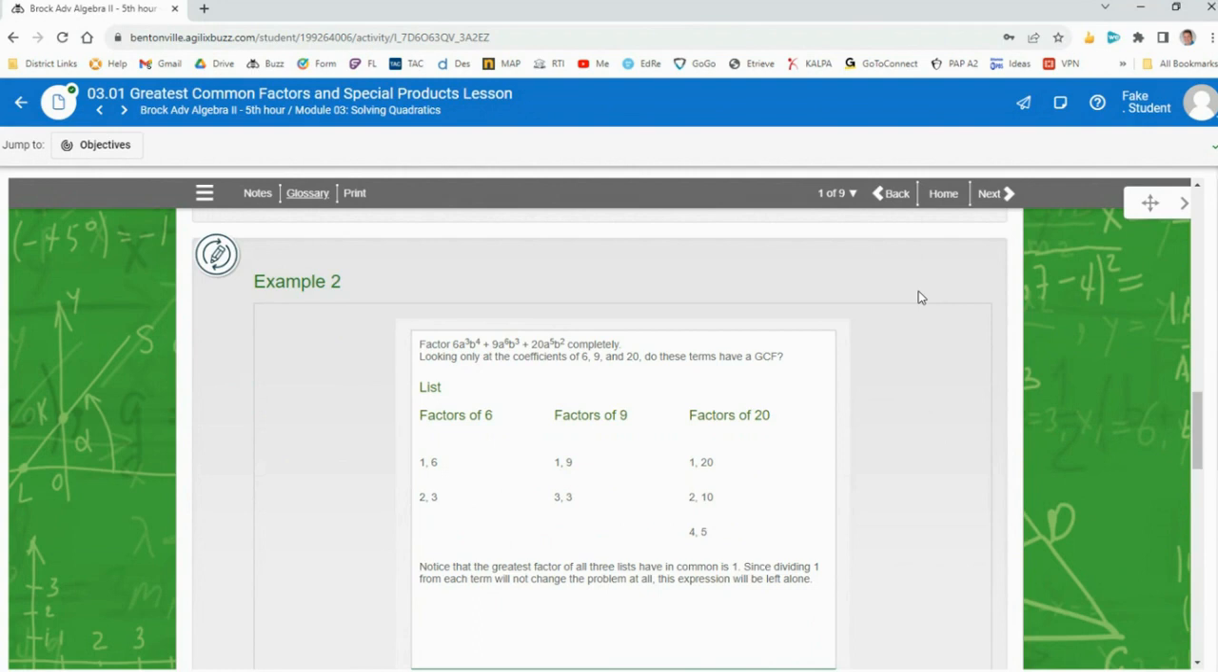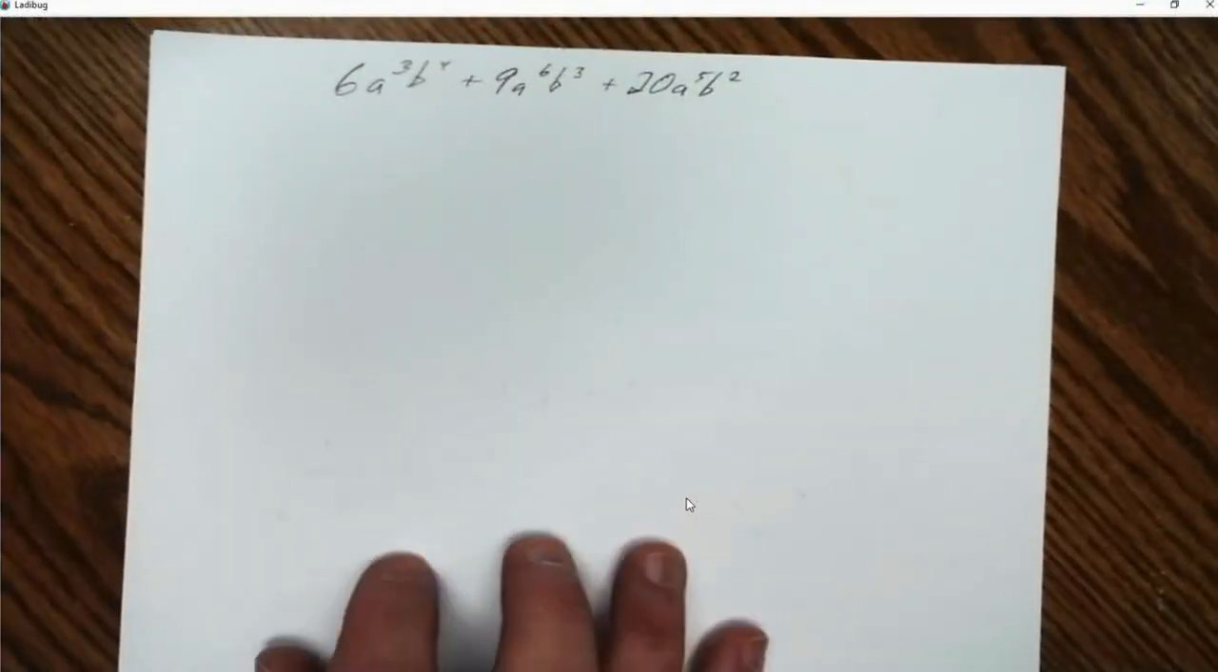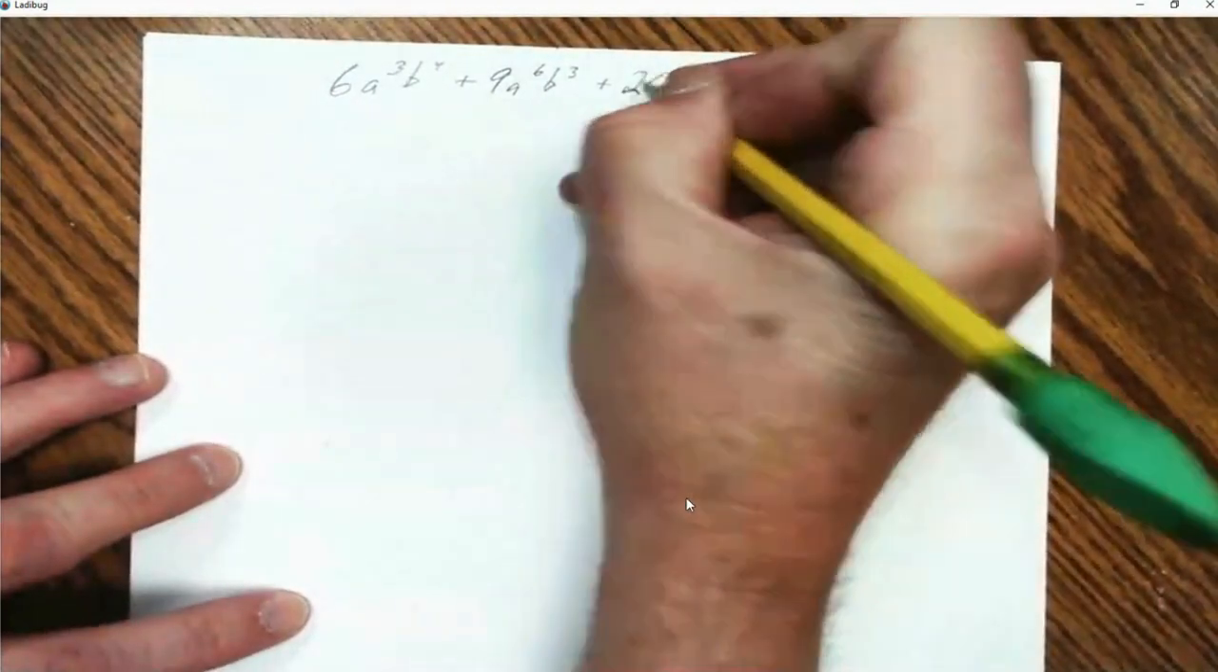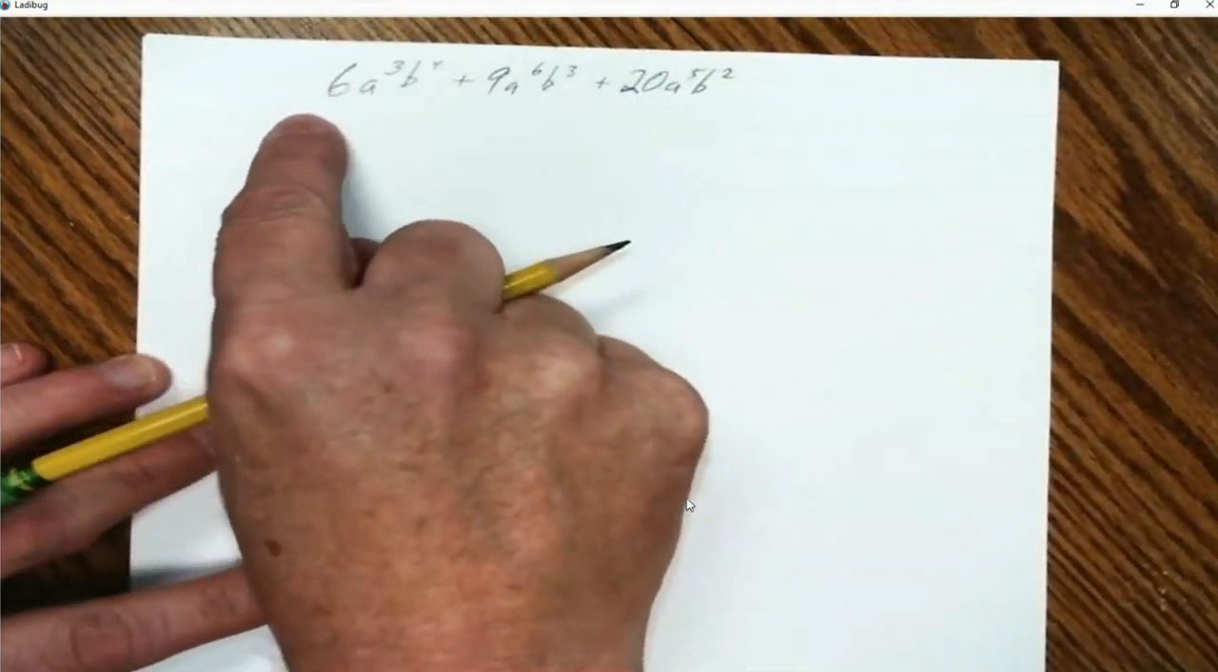6a to the 3rd, b to the 4th, plus 9a to the 6th, b to the 3rd, plus 20a to the 5th, b squared. And it wants us to factor that completely. They're looking at all the factors of that. So let's switch over here. All right, so if we have this equation, we need to factor this completely.